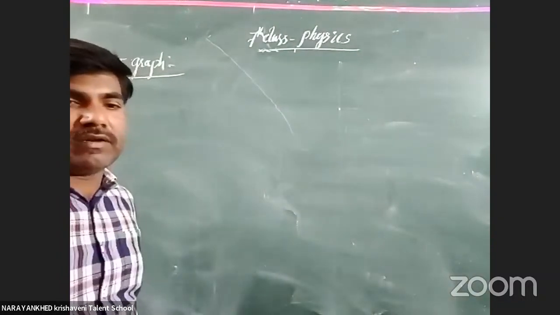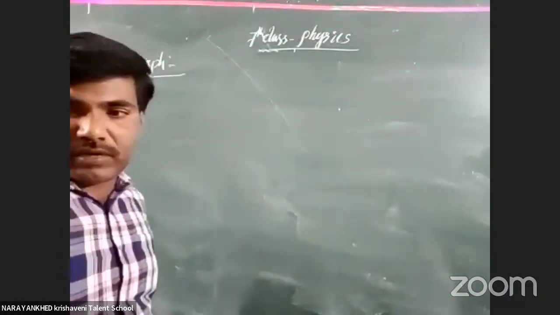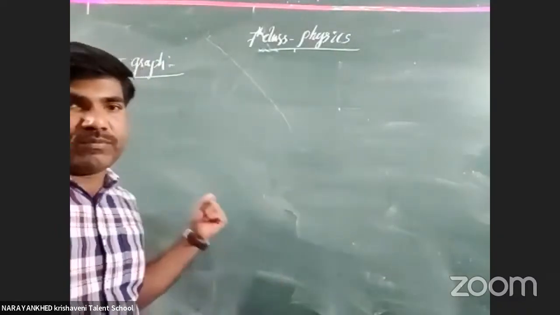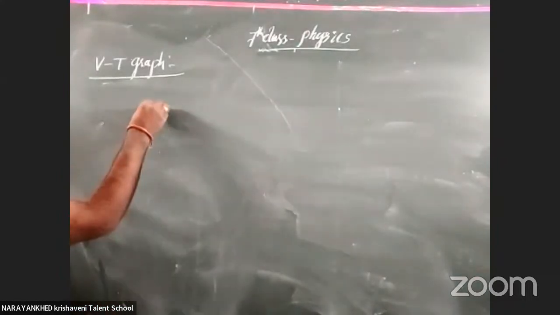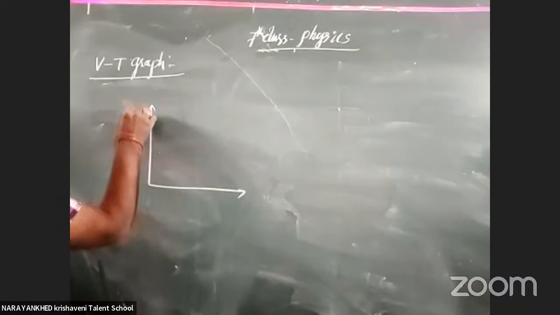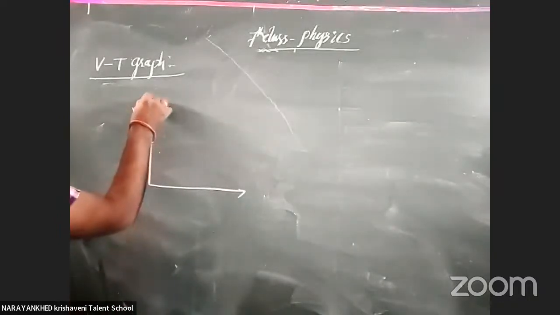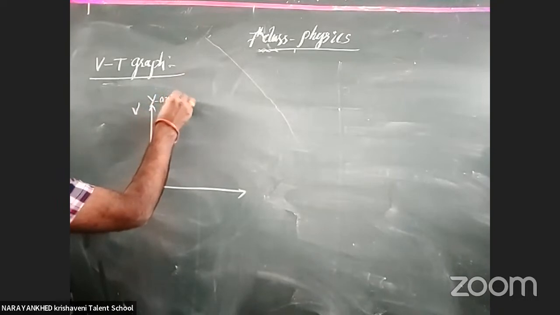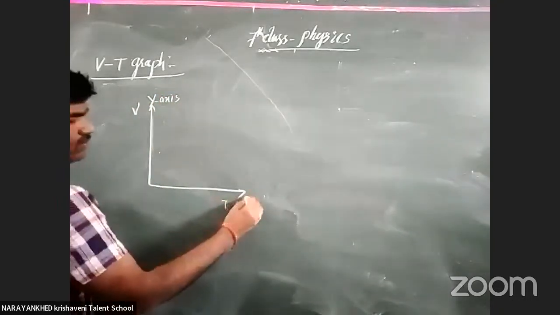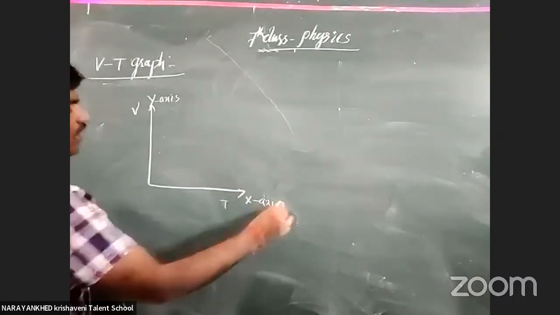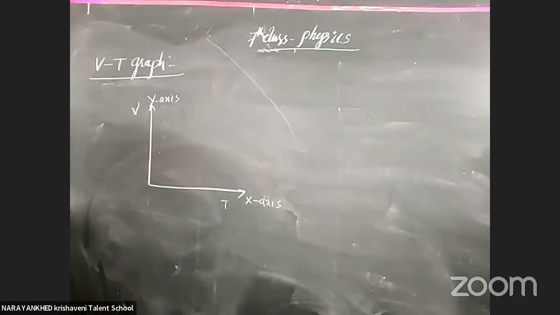The velocity and time graph. Which one is called the velocity and time graph, and how does it perform? Actually, here we take velocity on the y-axis, and time on the x-axis. That is called the velocity and time graph. Got it or not? I hope you got it.